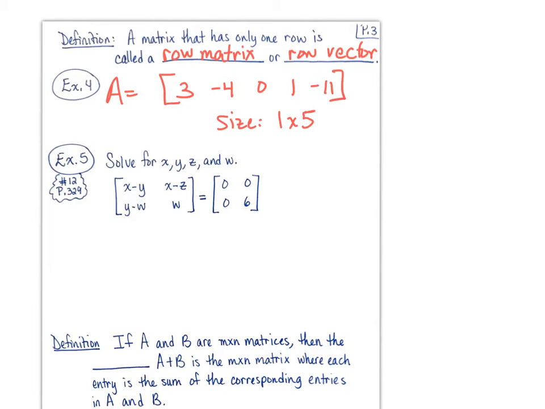Now we're going to go through an example where we have to solve for x, y, z, and w. What size is this matrix? 2 by 2, good. We have this 2 by 2 matrix, and it's equal to this 2 by 2 matrix. How can we go about solving for x, y, z, and w?